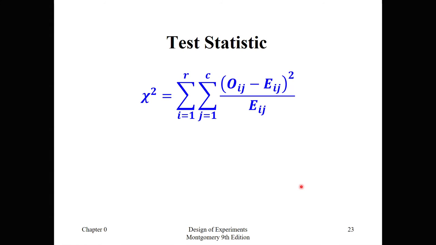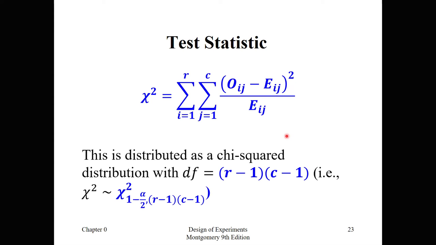So our test statistic, well, this is a chi-squared test. So we're going to have a chi-squared test statistic. We have O minus E squared divided by E. So this is the observed value of the cell minus the expected value of the cell, squared, divided by the expected value of the cell. And this is distributed as a chi-square distribution. The degrees of freedom are going to be the number of rows minus 1 times the number of columns minus 1. And our critical value will have x squared distributed as a chi-squared with this many degrees of freedom.